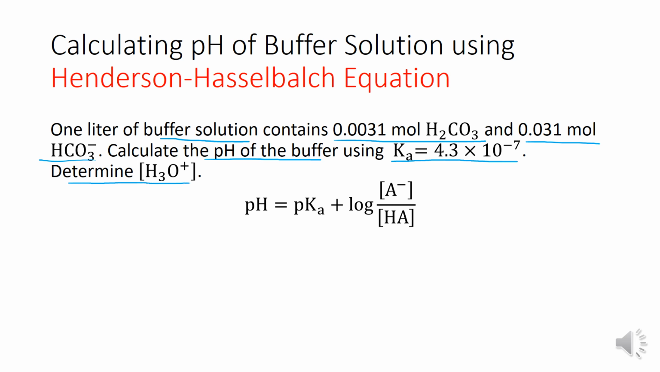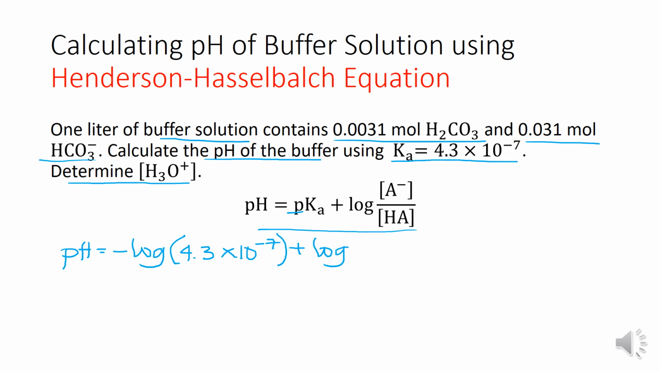So this one is the Henderson-Hasselbalch equation. To determine the pH of the buffer solution, we simply have to plug in the values. pH is again negative log to the base 10 of Ka, given as 4.3 times 10 to the negative 7, plus log to the base 10 of the concentration of conjugate base. So that is 0.031 mole per 1 liter.